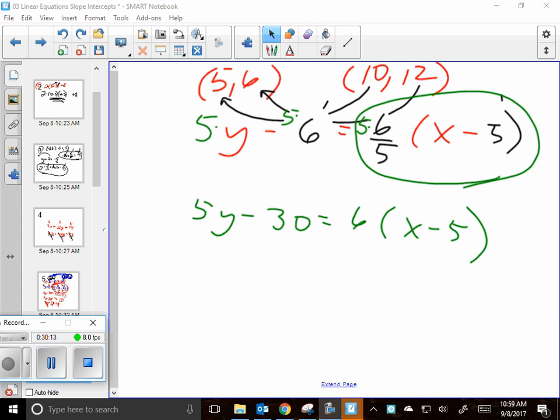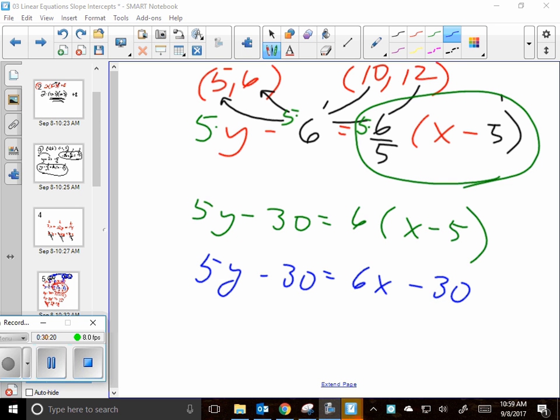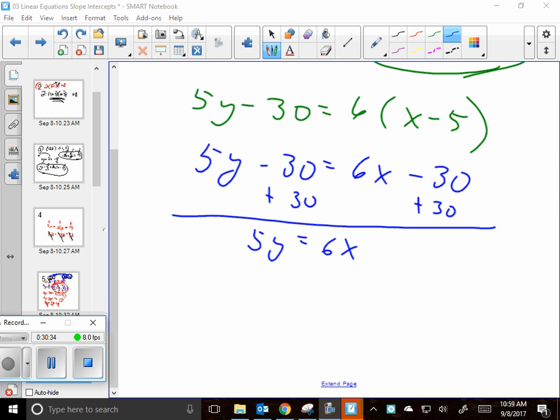Okay, so let me finish the deal. 5y minus 30 equals 6x minus 30. Then I'm going to get the y alone. So first step, add 30. 5y equals 6x. Ooh, this is a little weird, but it's right. Then divide by 5, and y equals 6x over 5. And the thing that's weird is there's no number after it. So if you want, you could put a plus 0, you don't have to, but that would be showing that you know that the y-intercept is 0. It goes through 0, 0. That's why this one looks weird.